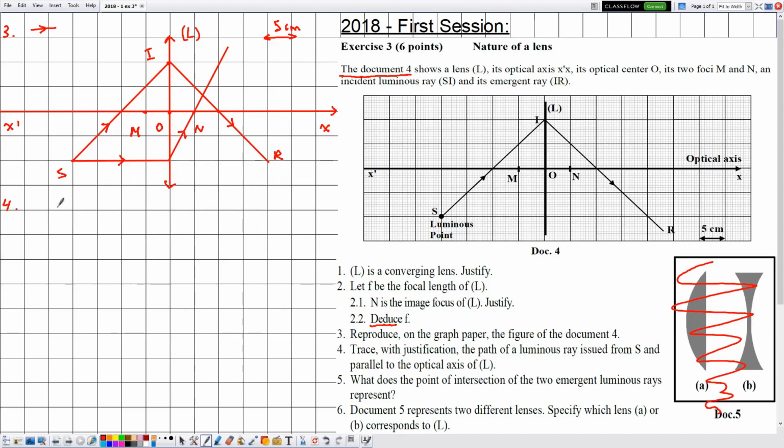Now let's justify its path. So an incident ray issued from which point? The point S, issued from S, parallel to the optical axis, emerges passing through the image focus.